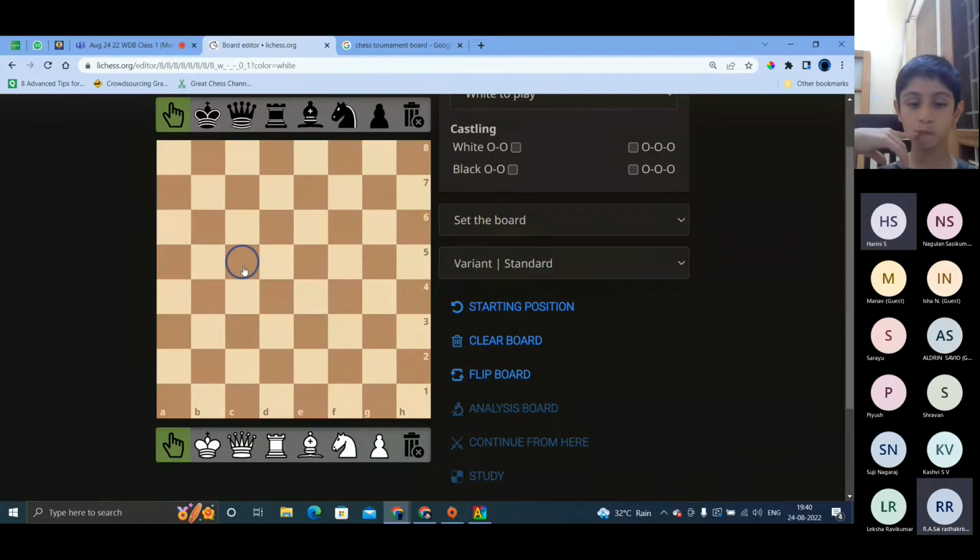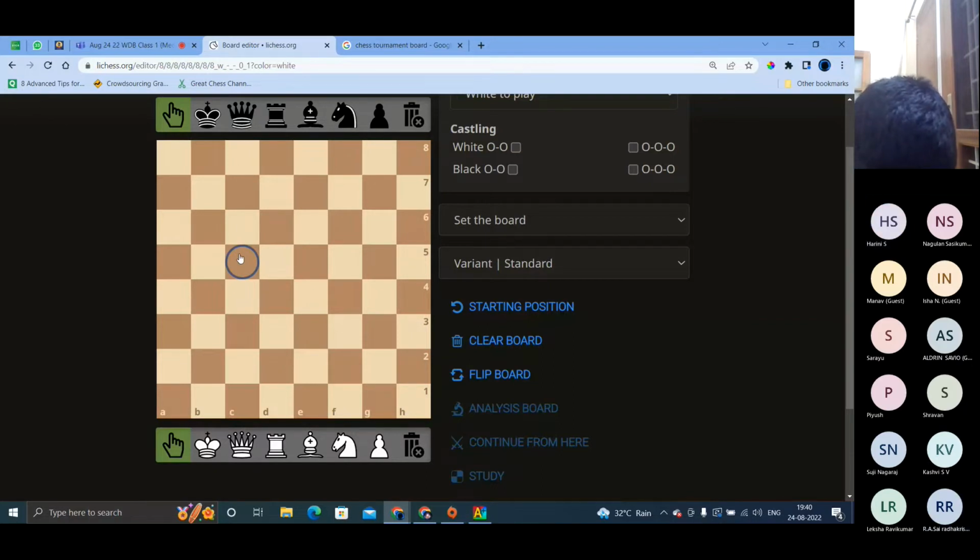Sai, tell me which file this is in. C file. And which rank it is in. Fifth rank. So how do we name this square? If I call you Sai, you answer me, right? So how do you name this square like that? C5. Very good, super. And now tell me if this C5 is a light square or a dark square. Dark square. Very good, super.